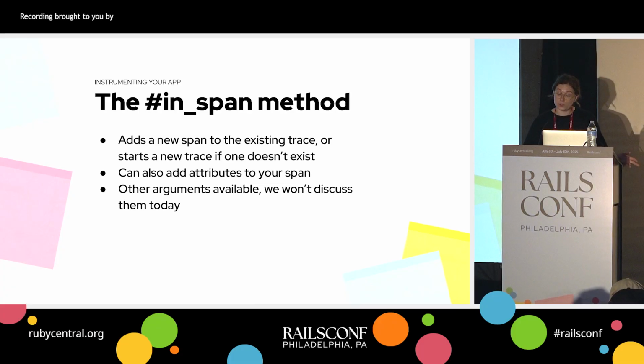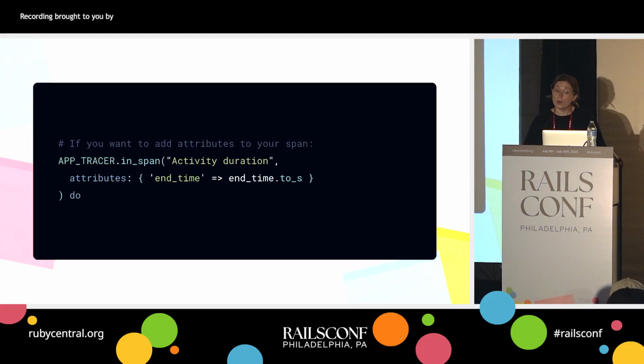You can also add attributes to the span to get some more rich information, and there are a lot of other arguments available that we won't go over today, including span links and span events, span kind, like we mentioned earlier too. If you wanted to add some attributes, you could, potentially for this method, add the end time. Maybe you're curious if there is an end time or want to do some kind of rounding about the end times. In that case, you would add a new keyword argument, attributes, that accepts a hash.